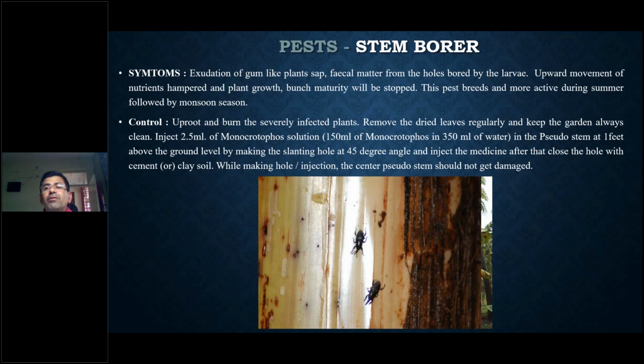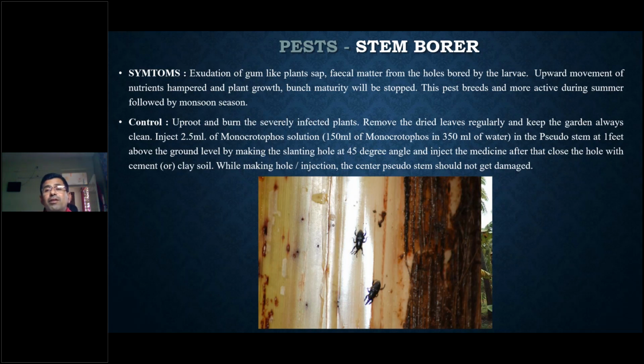larva. So because of this stem borer, what happens? The upward movement of nutrients is hampered. Upward movement of nutrients and water both will be stopped. Because of that, plant growth is very stunted.